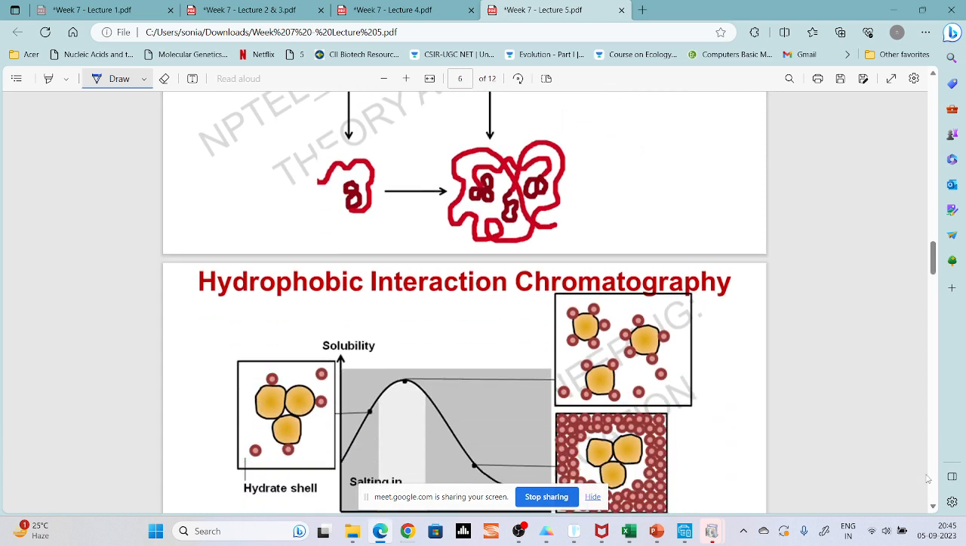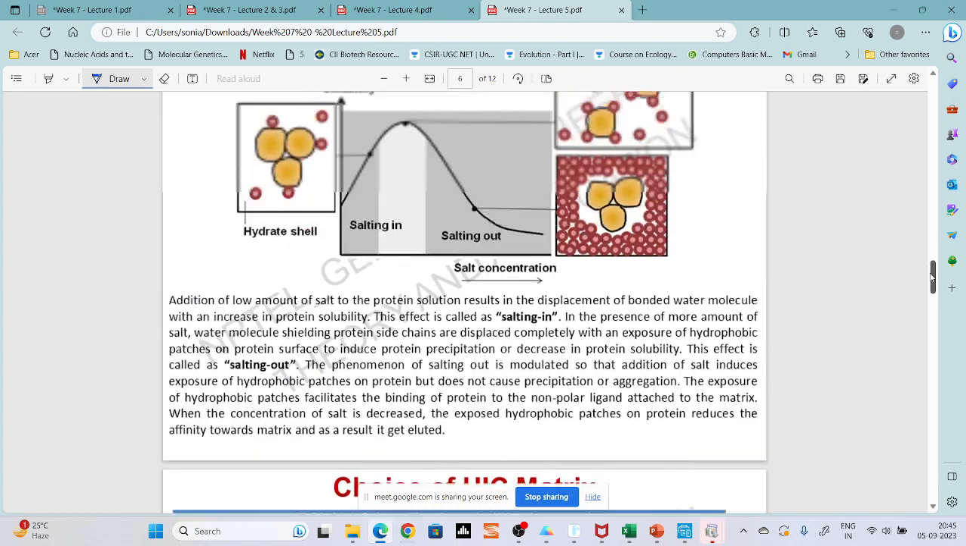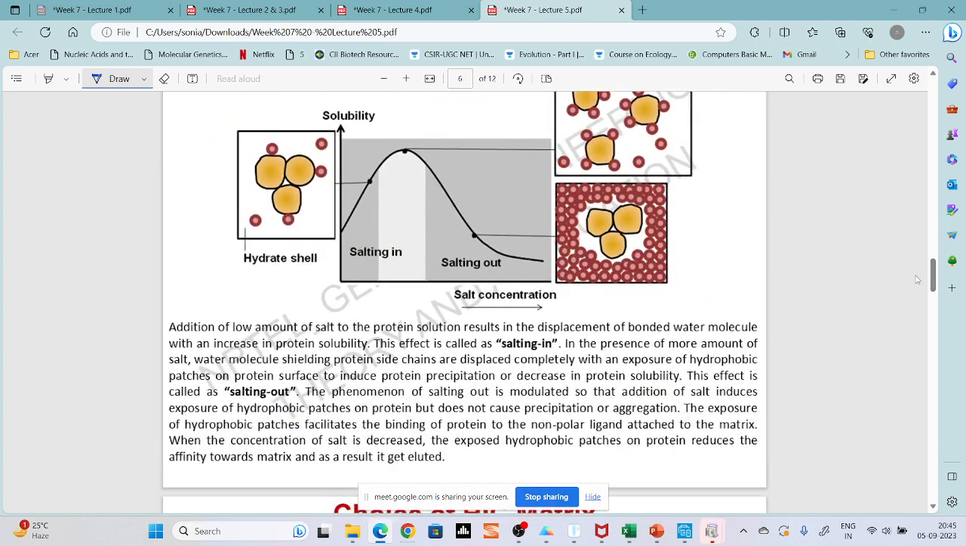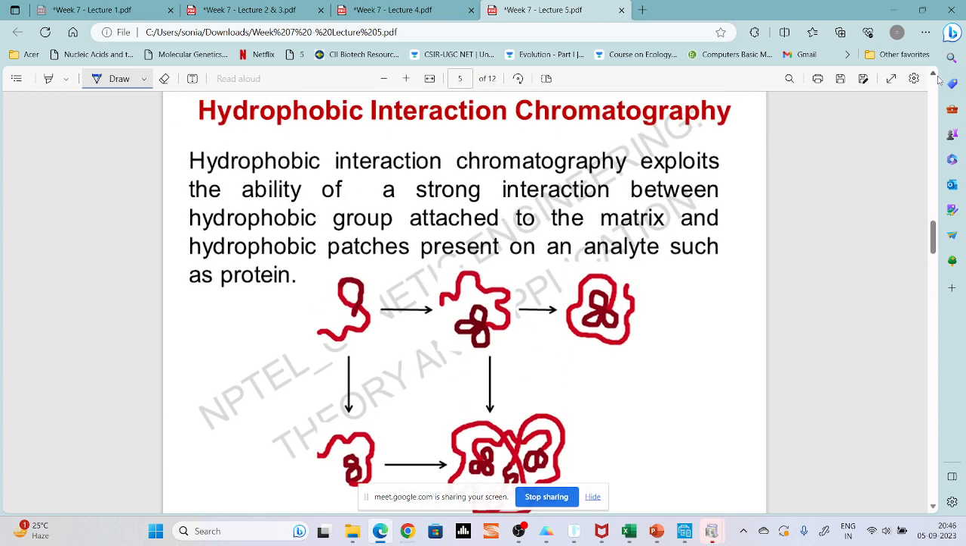You have to read about this. For those students who have not studied the lectures, I would suggest going through the chapter, especially this one, because sir has very beautifully explained the hydration shell, the hydration layer, how the hydration layer is removed, and how salting in and salting out happen. I will tell you briefly about it.